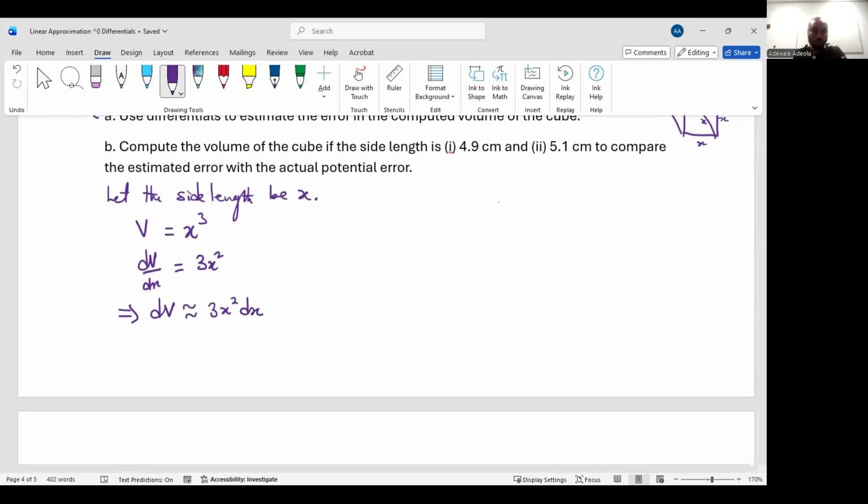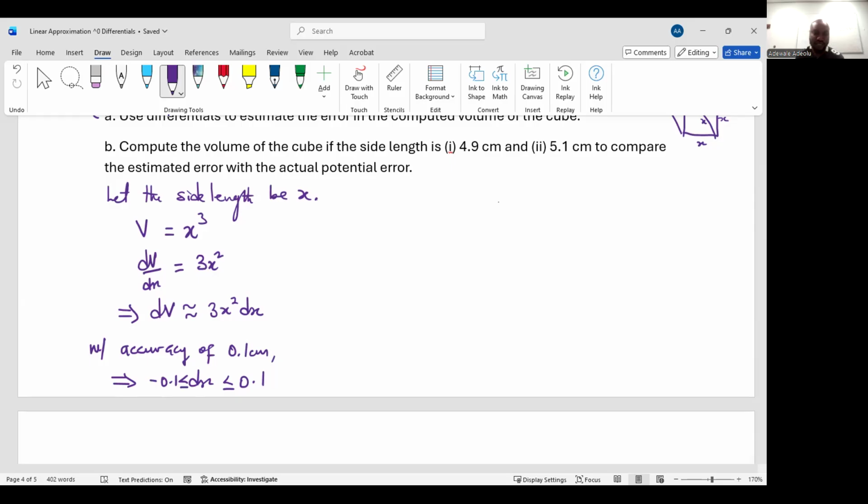Now, what do we need to do? So what we are saying is that with accuracy of 0.1 centimeter, it turns out that our dx will be between negative 0.1 centimeter and positive 0.1 centimeter. So meaning we are taking that range. That is what it will mean with that word accuracy of 0.1 centimeter.